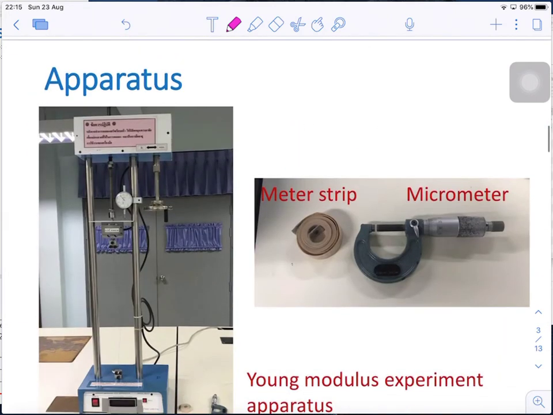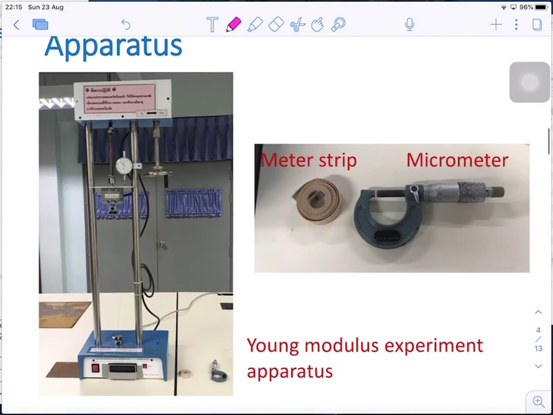So we have the apparatus as shown here. We have the Young modulus experiment apparatus here and a meter strip that we use to measure the length of the wire. And we have the micrometer to measure the wire diameter, because we want to calculate the area, so we need to know the diameter first.